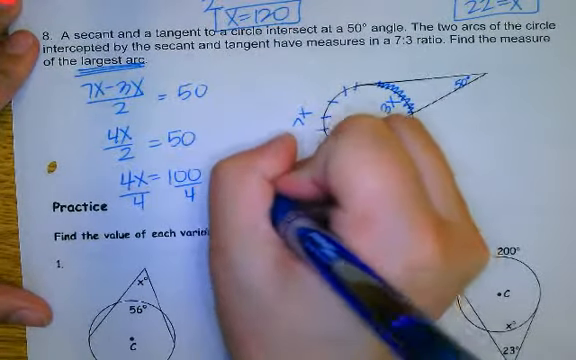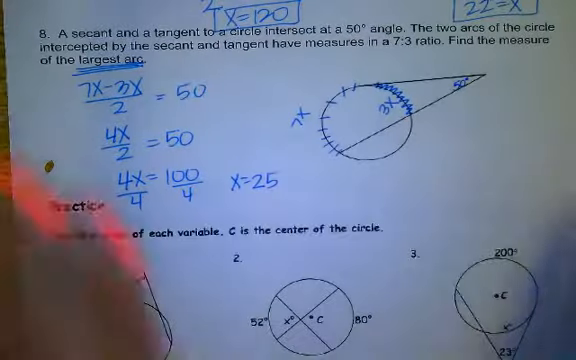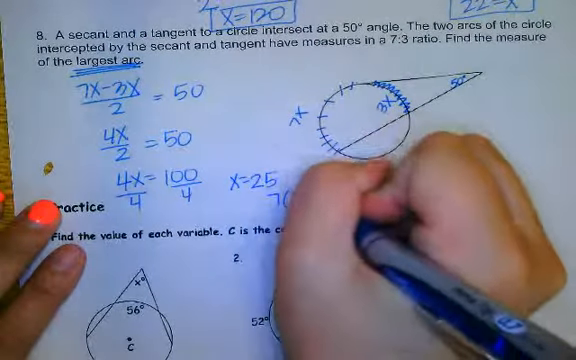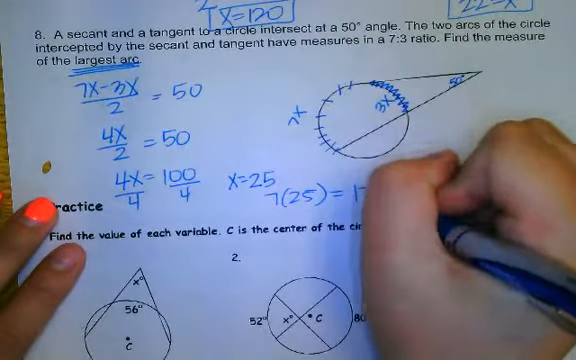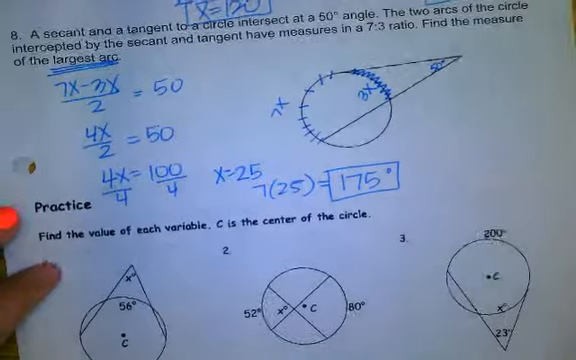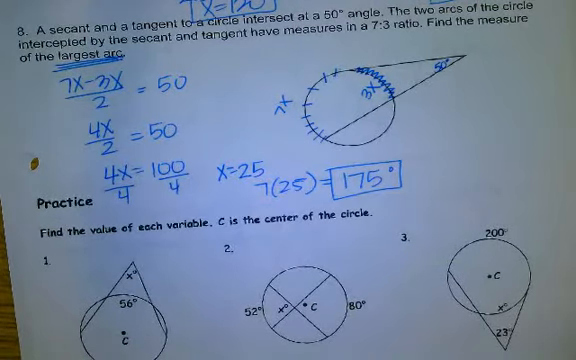So how do I figure out the largest arc? There you go, 7 times 25, and that equals, is that a major or minor arc? Minor. Okay, here's a kicker. Okay, it says find the measure of the largest arc. Okay, it didn't say the largest intercepted arc. It said the largest arc, period. Okay, so this is 175.